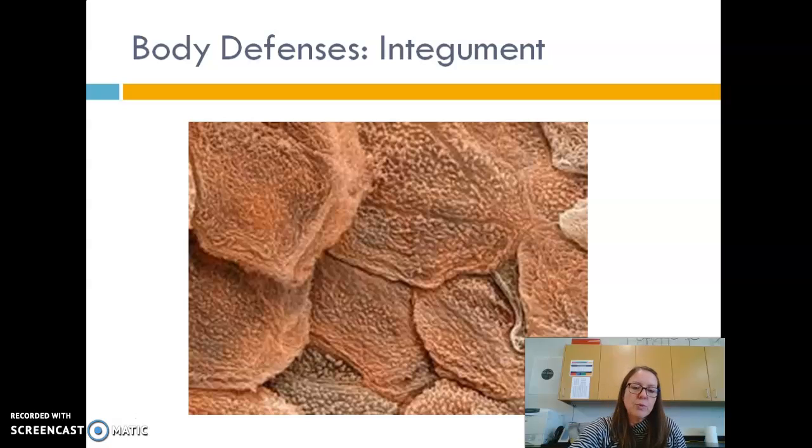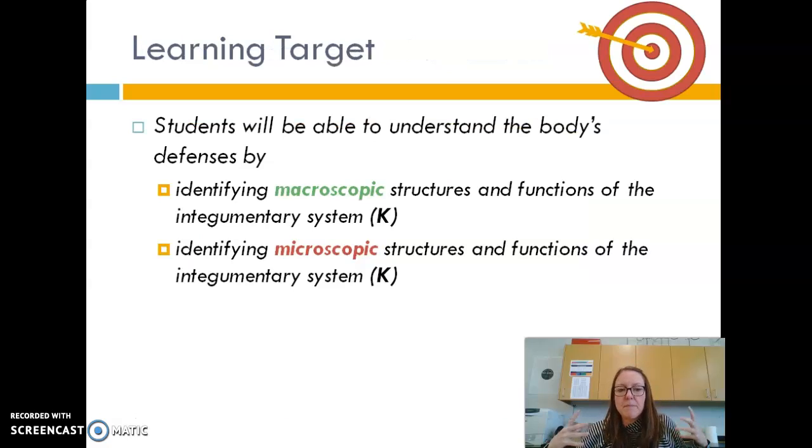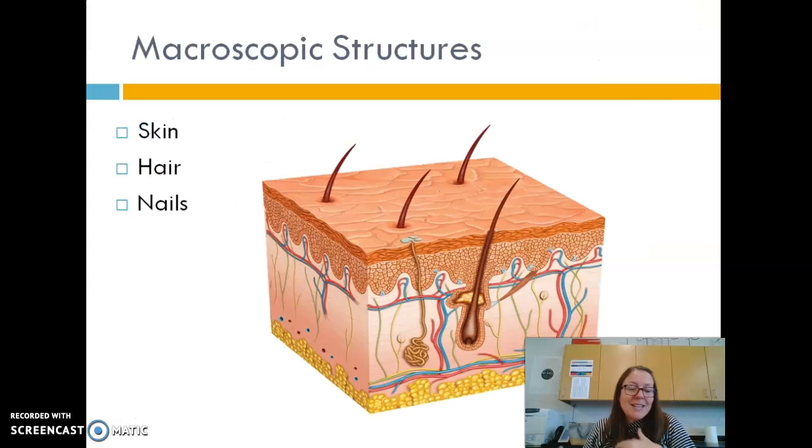We'll start with the macroscopic and show you how those overall goals, those functions on a macroscopic level, can actually be traced back to some microscopic structures, specifically the cells within our skin. So let's begin by taking a look at those macroscopic structures. We have the skin, hair, and nails. Those are the major organs that make up our integumentary system.